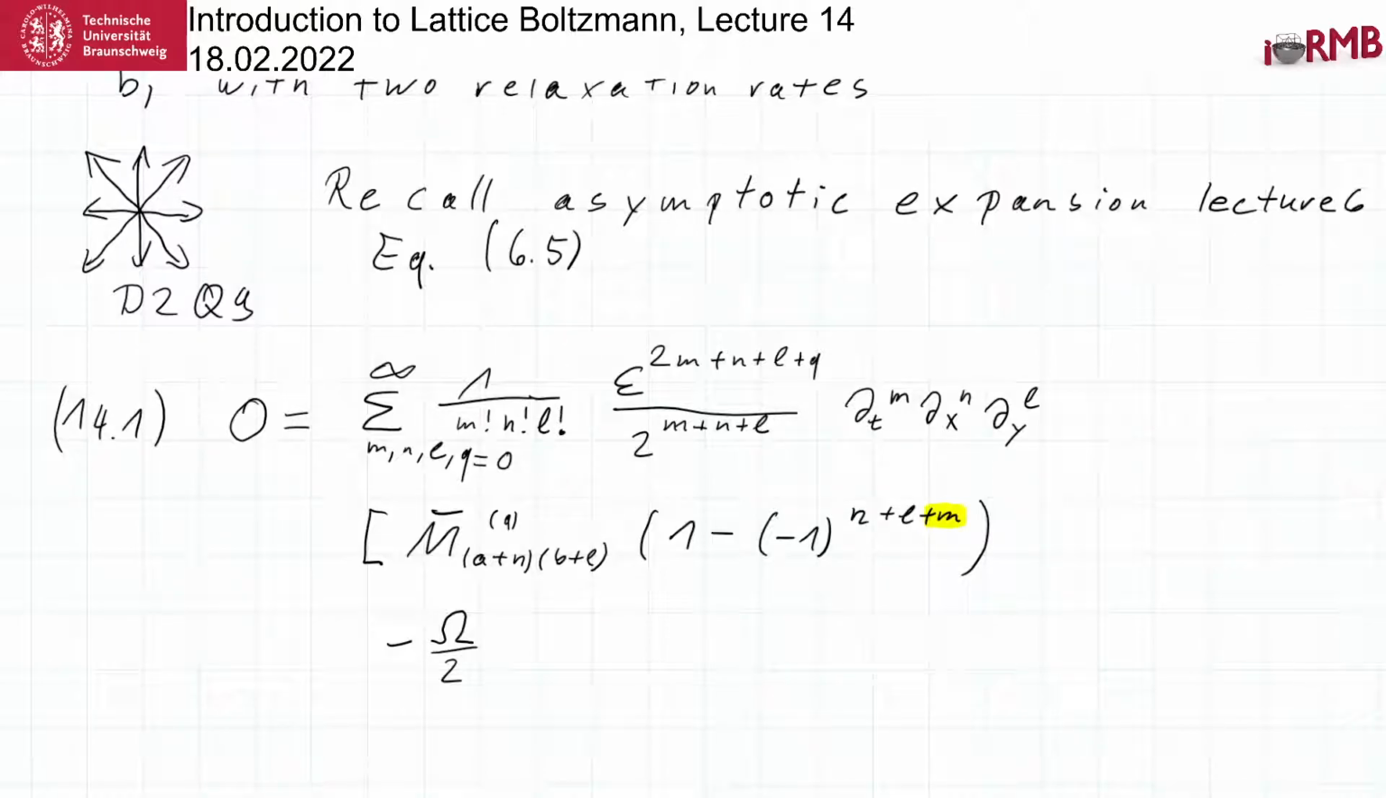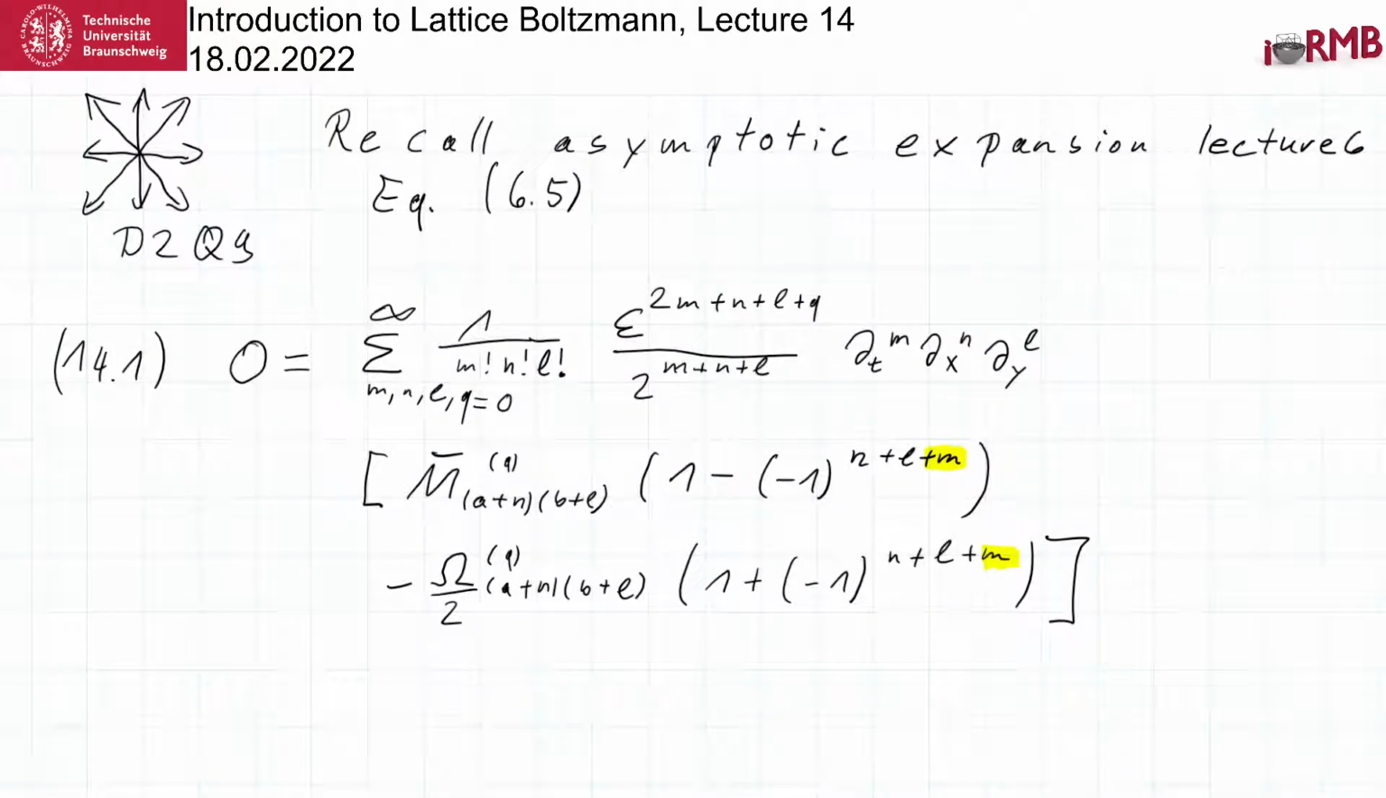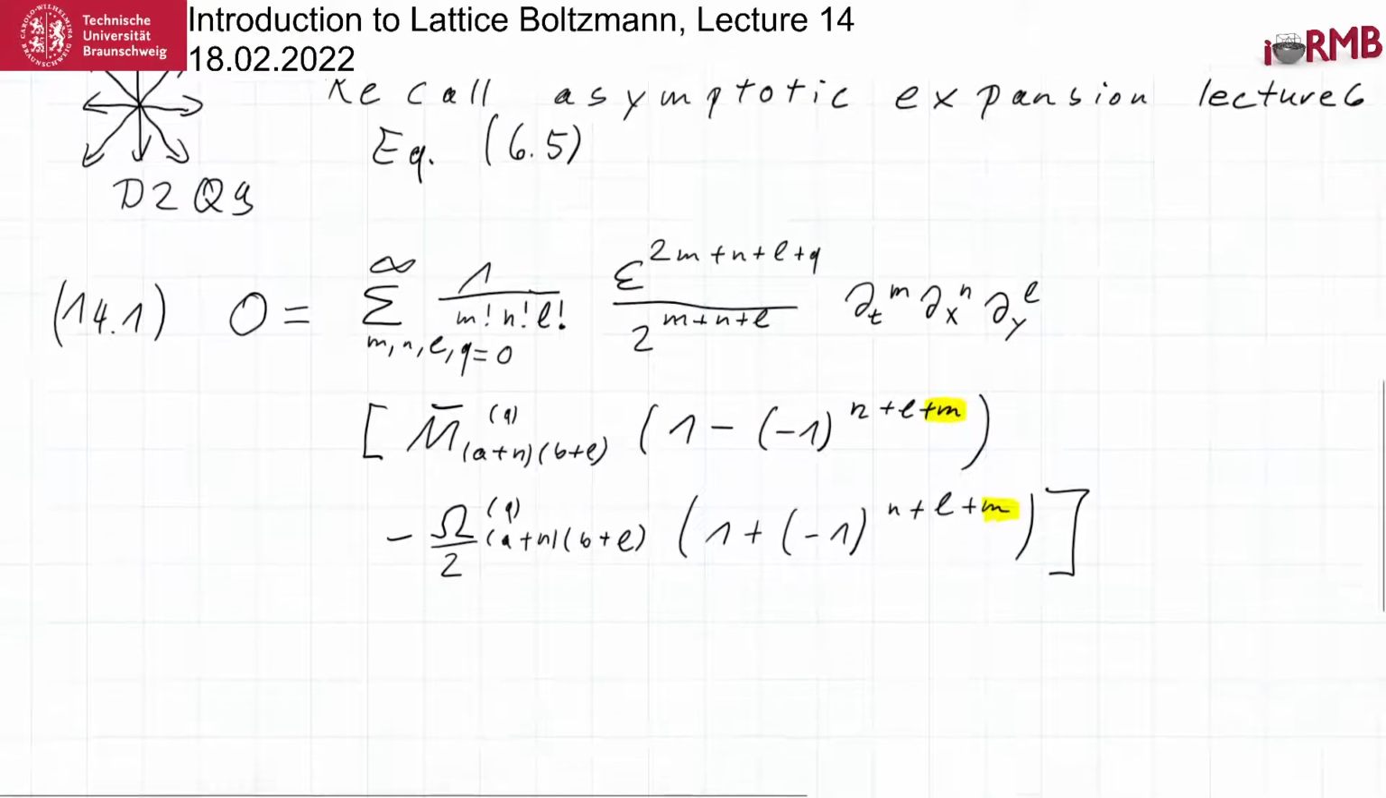So this is the barred moment, and then we have this omega, which is the collision product, and this is the moment a plus n, b plus l, and this goes into 1 plus minus 1 to the power of n plus l plus m, where m has been missing in the previous version of this equation. So now we have equation 14.1, which hopefully is now the correct one.